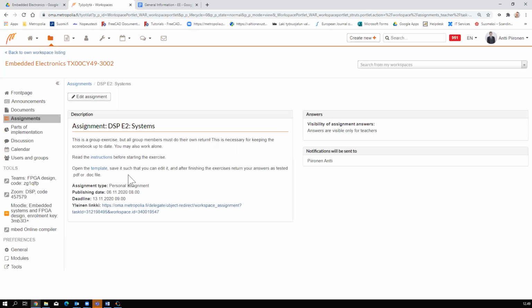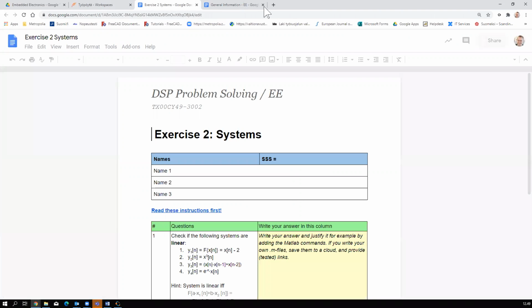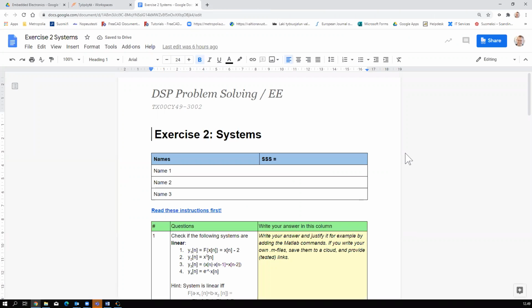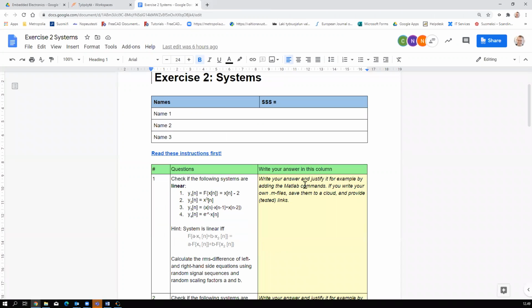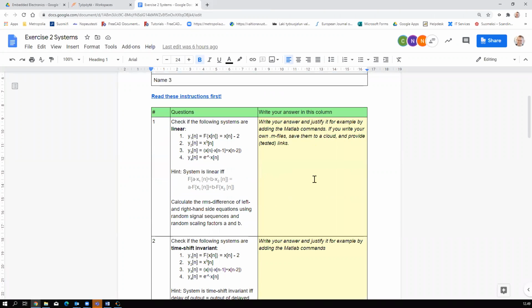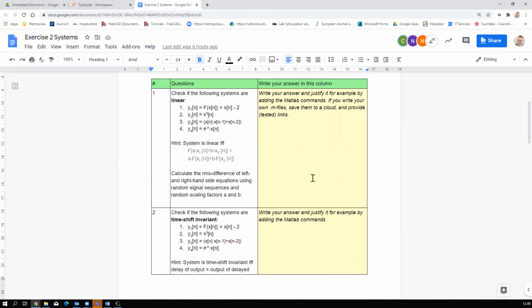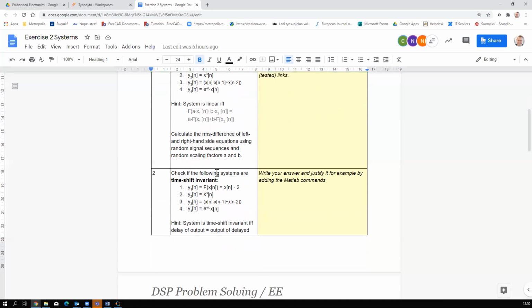And let's start going through exercise number 2. Exercise number 2 is about systems, and there are some questions. First, about linear and time shift invariant systems. Fundamentally, those linear and time shift invariant systems are the ones which are in our scope for this course. Nothing else than that.